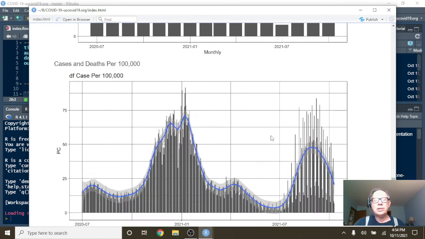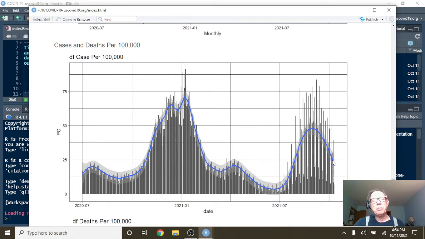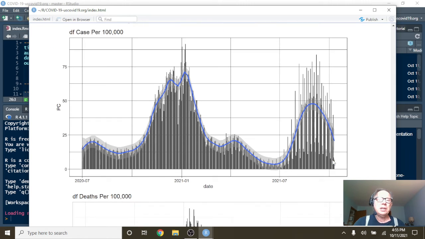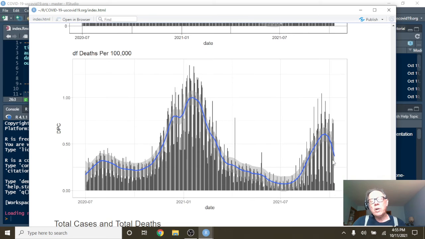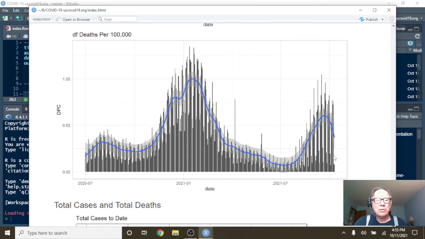If we take a look here, this is kind of a fun plot. This is the number of people per 100,000 who have COVID-19 right now. This is simply a matter of dividing cases by population. So right now, for every 100,000 people in the U.S., about 25 have COVID-19. For deaths, this is the better one. For every 100,000 people in the U.S., roughly one half of a person, not 50%, one half of 1% of a person, is dying from COVID-19 right now.